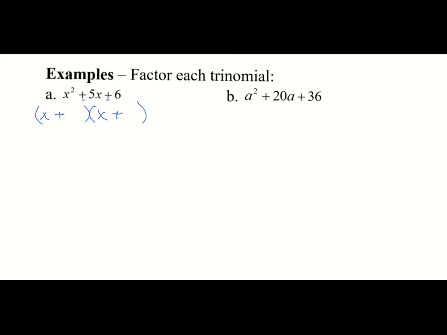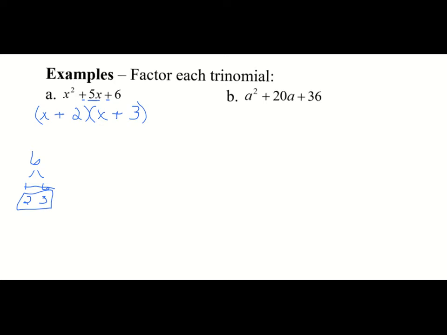Now I need to know, for 6, I can multiply together 1 and 6 or 2 and 3. Which of those pairs of factors will also add to give me 5? Hopefully you're looking at that and you're saying, well, it's going to be 2 and 3. So yes, and it doesn't matter what I put where. Like I could put the 2 first or the 3 first, doesn't matter. But my final factored form there is x plus 2 times x plus 3.